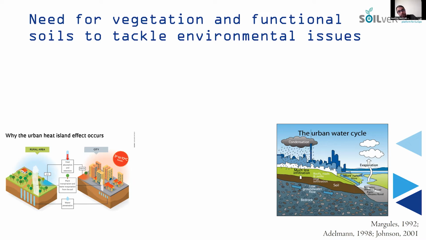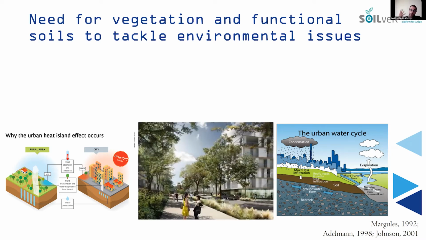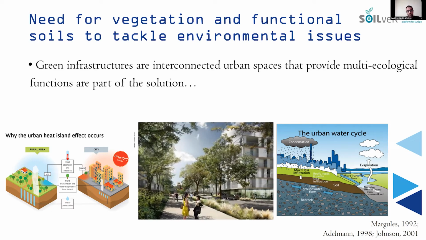One of the answers to tackle such issues is the implementation of vegetation, greening our cities. You probably also know that green infrastructures can be defined as interconnected urban spaces that could provide multiple ecological functions. And of course, such green infrastructures can be part of the solution to tackle these issues. But of course, and I guess that as soil scientists you're aware of that as well, such green infrastructures mainly rely on functional soil components.